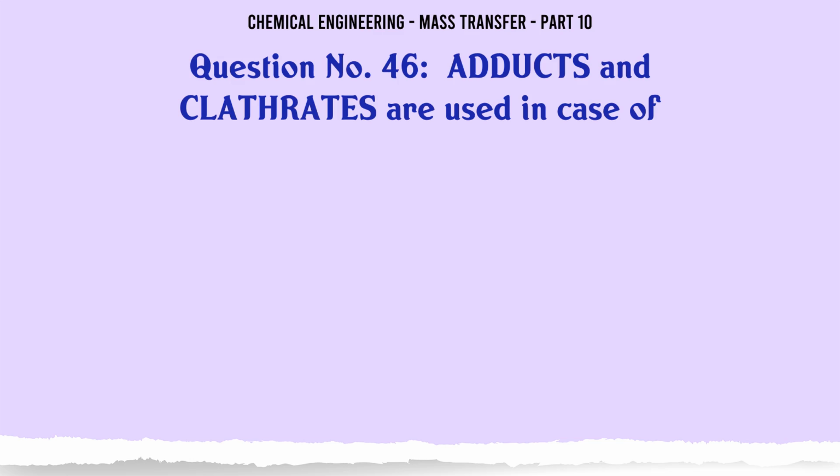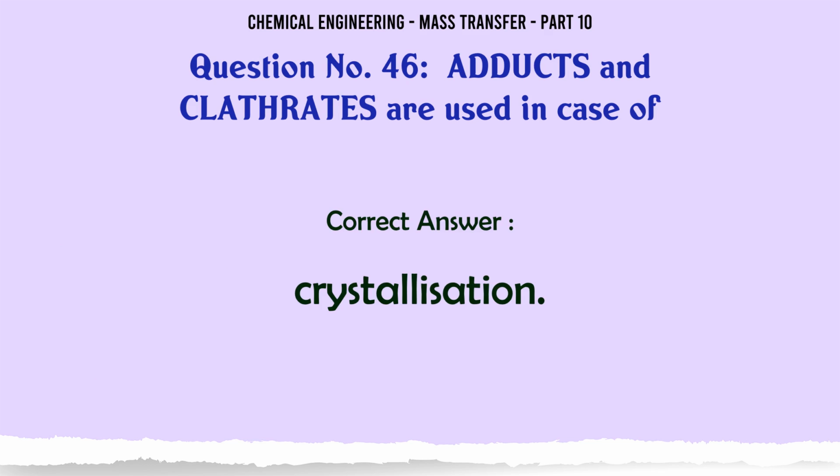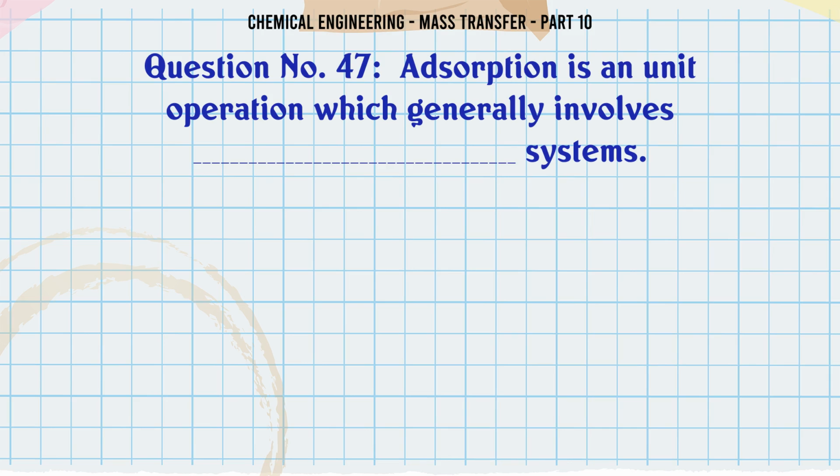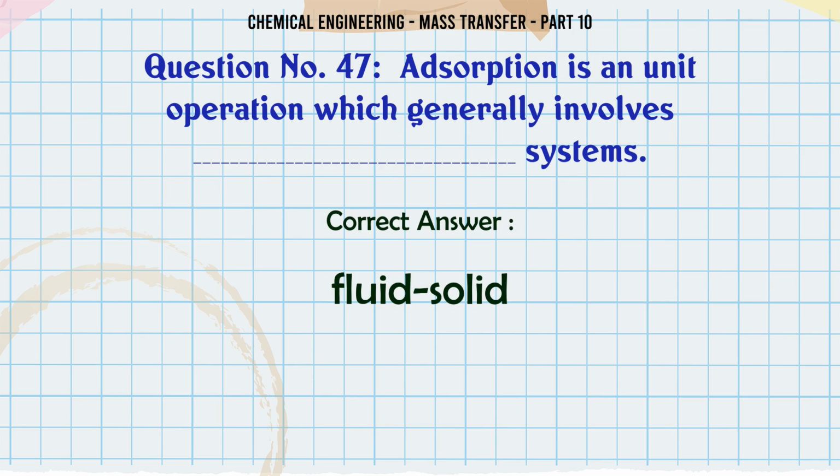Adducts and clathrates are used in case of A. Extractive distillation. B. Crystallization. C. Absorption. D. None of these. The correct answer is crystallization. Adsorption is a unit operation which generally involves systems A. Liquid solid. B. Gas solid. C. Fluid solid. D. Solid solid. The correct answer is fluid solid.